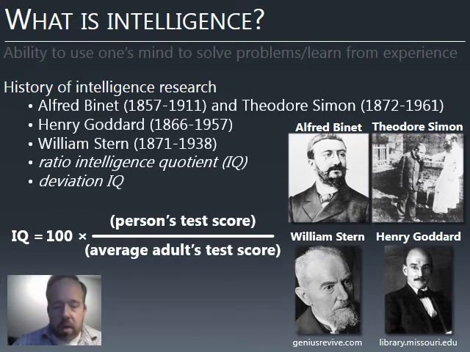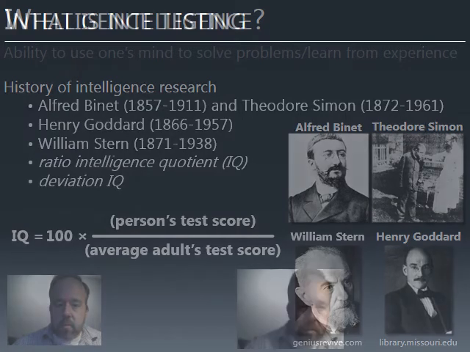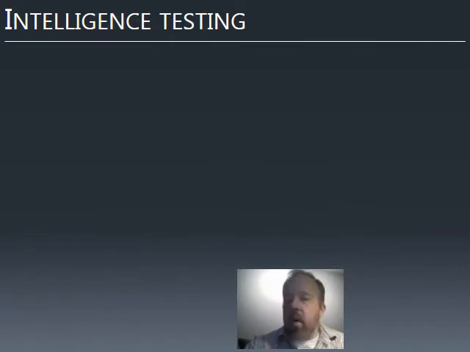Ratio quotients are really used for children. Deviation IQs are more used for adults. All right, so that's how we describe intelligence. We can describe it in terms of ratio IQ or deviation IQ. But of course, both of those are based on some kind of test score. And the method of testing has changed over time.